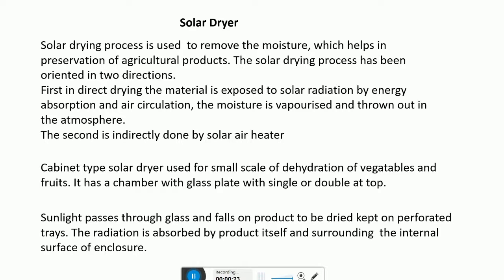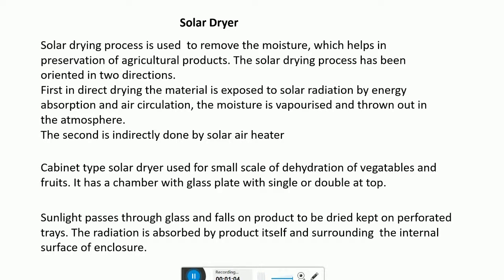Solar drying process is used to remove the moisture, which helps in the preservation of agricultural products. The solar drying process is oriented in two directions. First is direct drying, where the material is exposed to solar radiation, which is our traditional drying method. By energy absorption and air circulation, the moisture is vaporized and thrown out into the atmosphere. The second is done indirectly by a solar air heater or solar dryer.